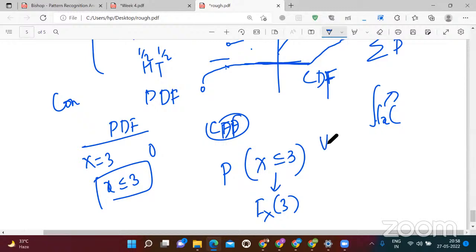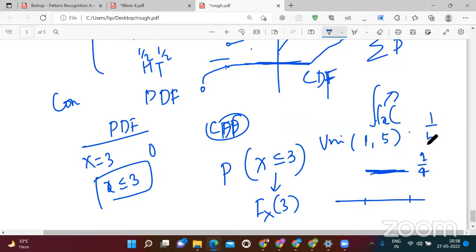For example, take a uniform function from 1 to 5. How will you represent that? What will the PDF be? The PDF from 1 to 5 will be 1/4. It's 1/(b minus a). If you calculate the area, the area should be 1. Yes, sorry.